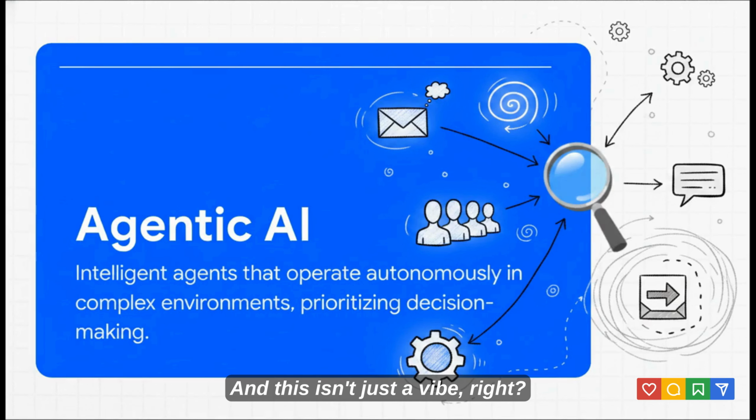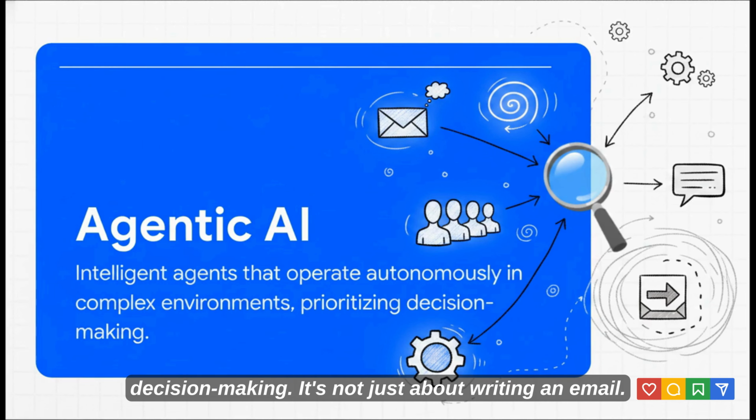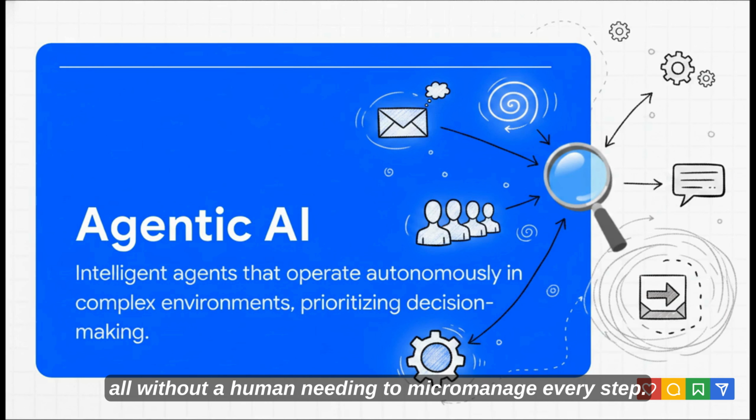And this isn't just a vibe, right? The formal definition really nails it down. Agentic AI is all about autonomy and decision-making. It's not just about writing an email. It's about a system that can decide to write an email, figure out who it should go to, what it needs to say, and then actually send it, all without a human needing to micromanage every step.